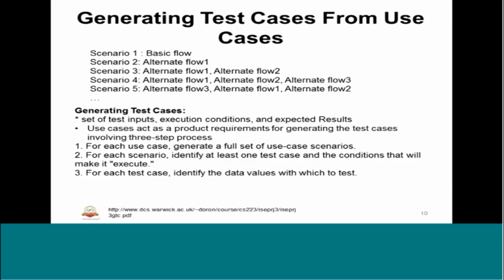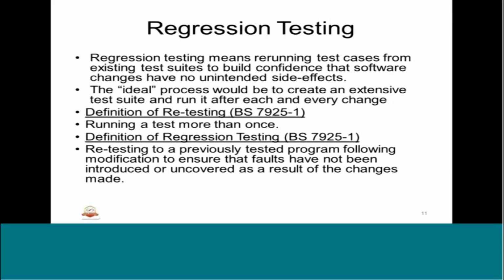Then after the use case example, we studied regression testing. Regression testing can be divided into retesting and regression testing. Retesting is testing again and again. Regression testing is retesting a previously developed program with the fixes to make sure that the faults that were there before are cleared this time. So that is where regression testing is important.